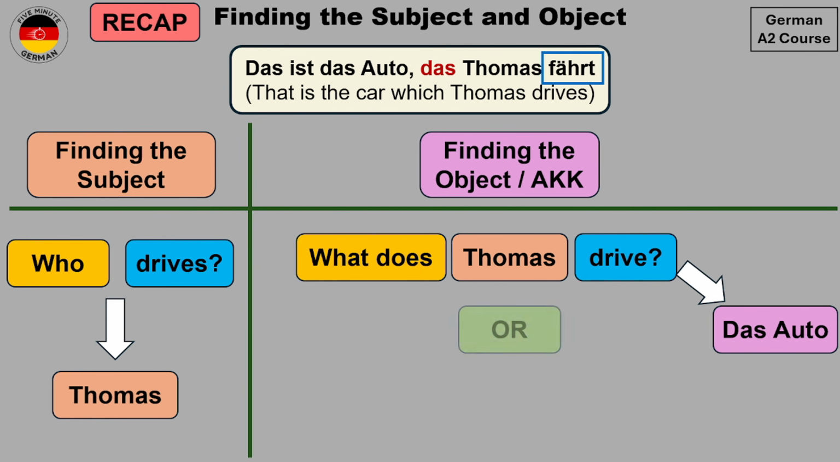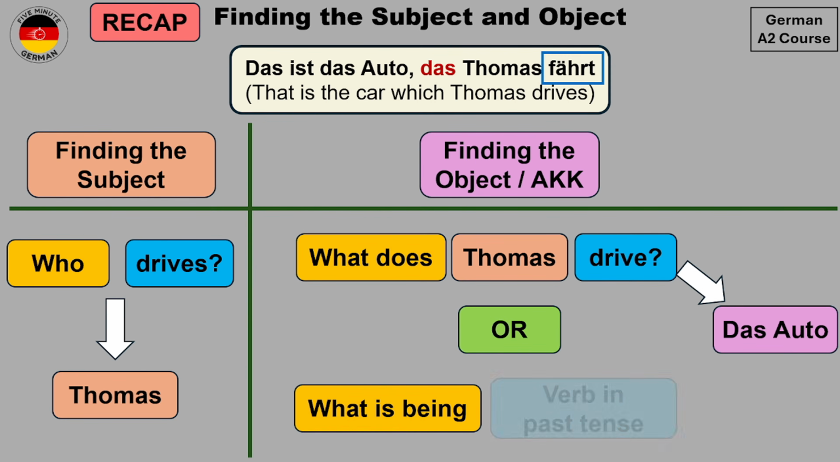There is also another way in which you can find the object, and that is by asking the question, what is being, and then you add the verb in past tense. So the past tense of drive will be driven. So what is being driven? And the answer is das Auto. So this is how you can find the object in a sentence.